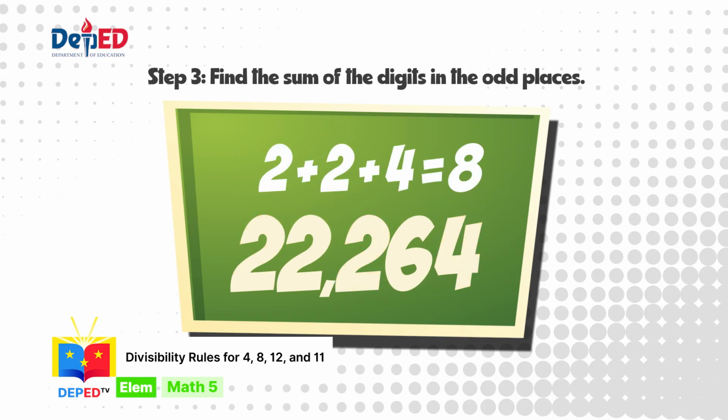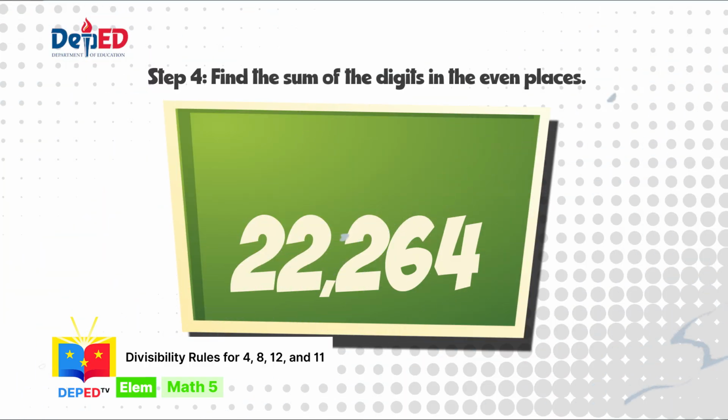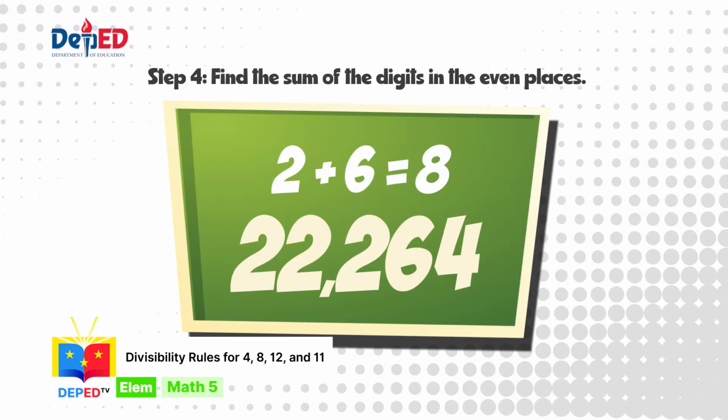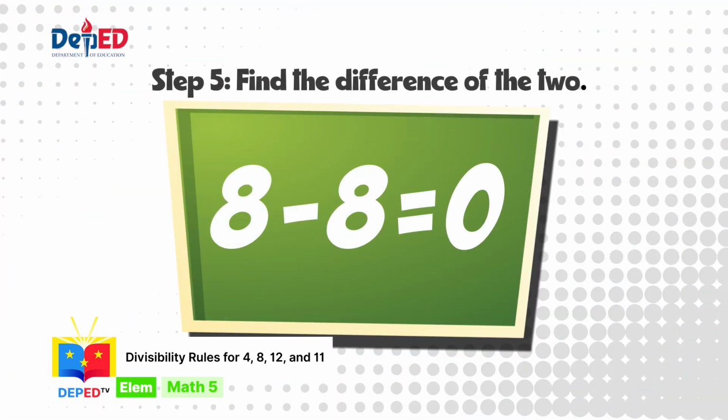Third, let's find the sum of the digits in odd places. 2 plus 2 plus 4 is equal to 8. Fourth, let's add the numbers in the even places. 2 plus 6 is equal to 8. Last step, let's find the difference of the two sums. 8 minus 8 is equal to 0.